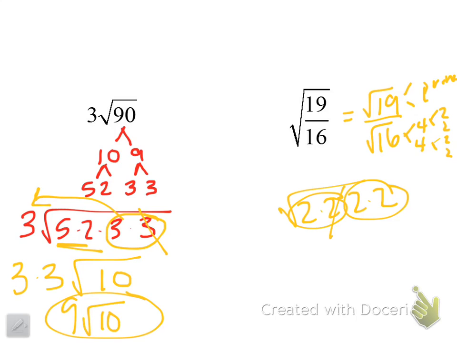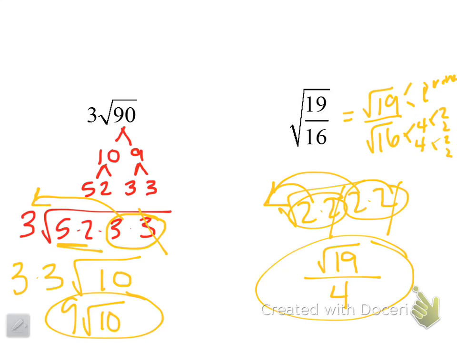We got 2 pairs, but 2 of them have to die, so that means 2 of my 2's come out. So I'll have square root 19 on the top because we didn't break it down, and then we have 4, because we take 2 times 2, on the bottom. And we know square root of 16 is 4.